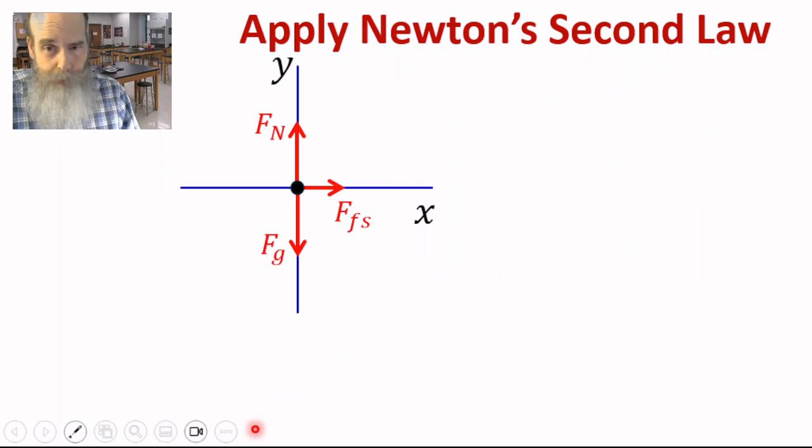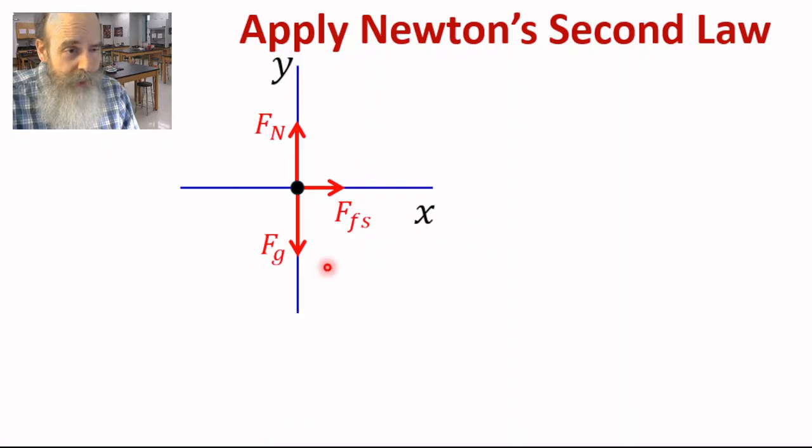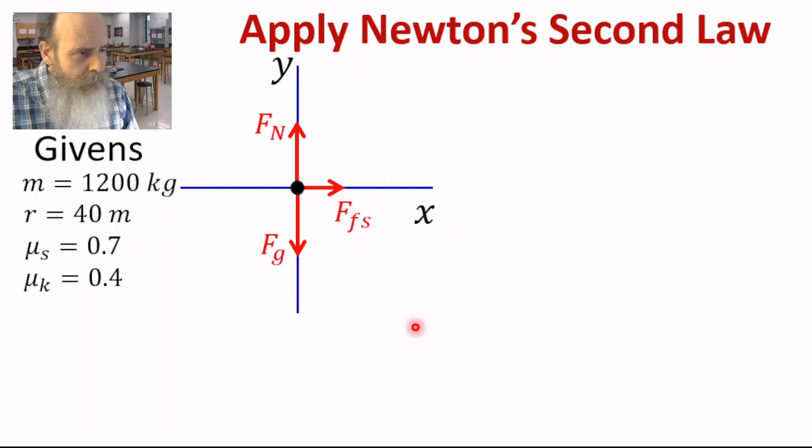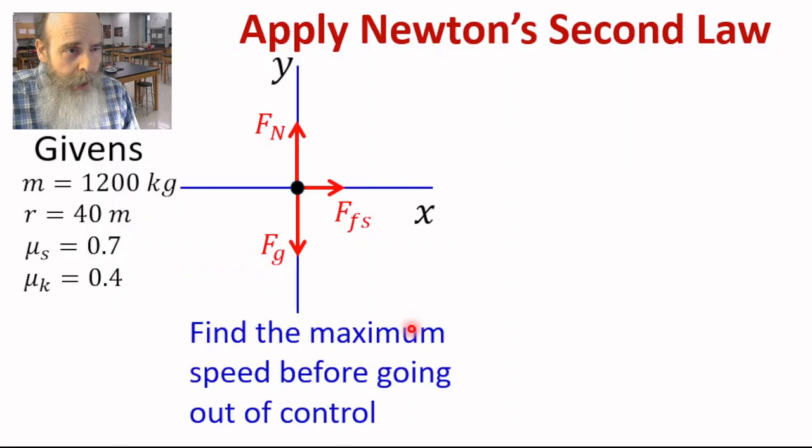I'm going to solve it on my own without Candy now. This is our free body diagram. We have the three forces. And these are the things which we know. We know the mass of the car, 1,200 kilograms. The radius of the circle is 40 meters. Coefficient of static friction was 0.7. Coefficient of kinetic friction was 0.4. And what we want to find is the maximum speed before the car goes out of control.